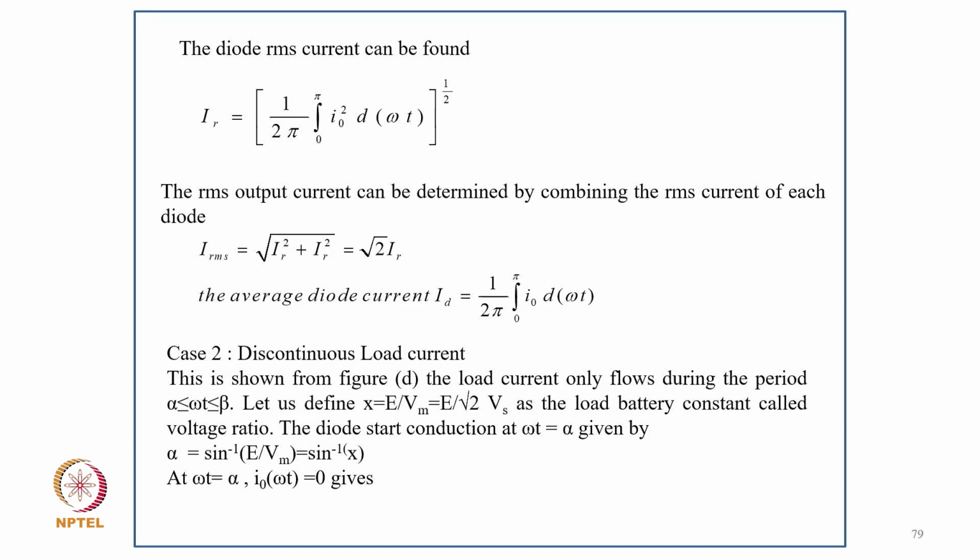And for the second case, discontinuous load current, this is shown in figure D. The load current only flows during the period ωt from alpha to beta.